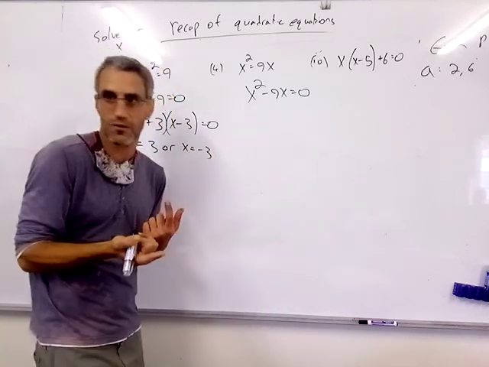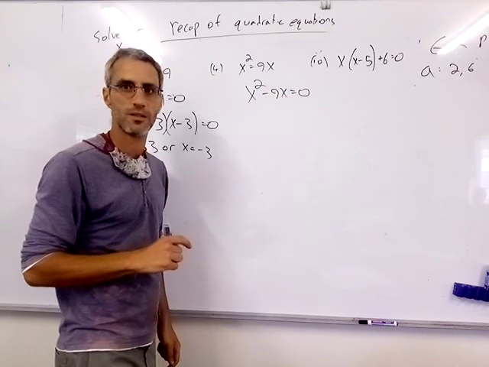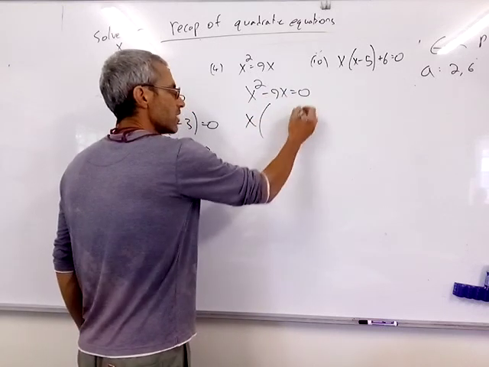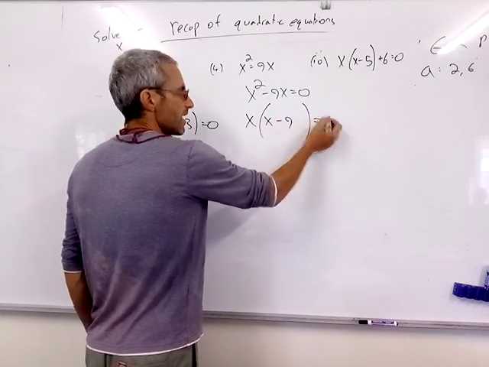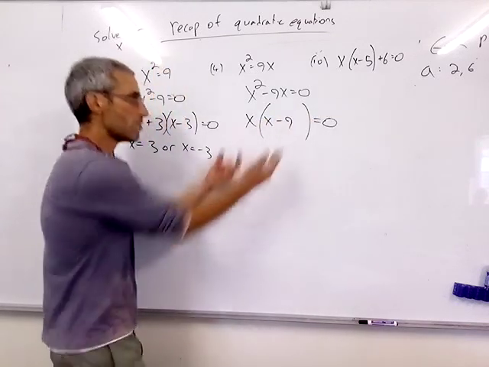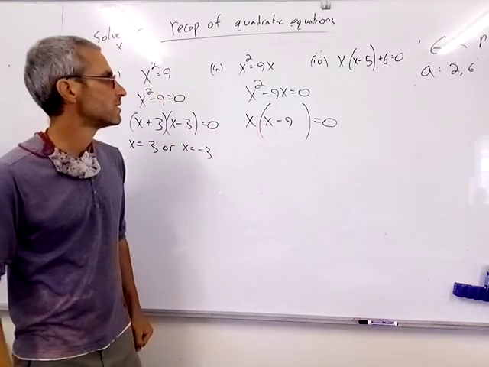It's not a difference of a square. But there is a common factor. You can take out x. What should I write in the bracket? x minus 9, and the 0 stays. Again, we factorize it, and if we factorize it, we get the answer. Isn't it clever?